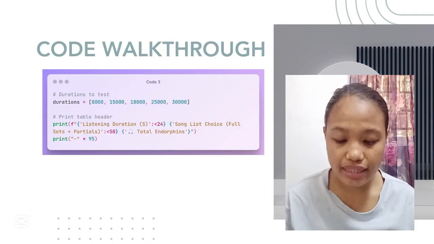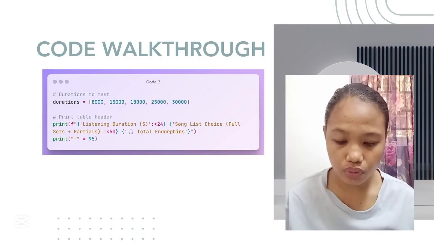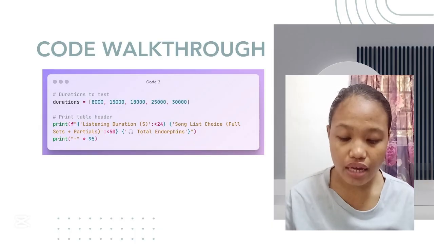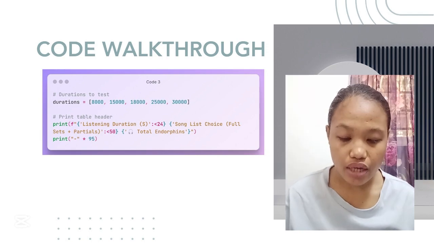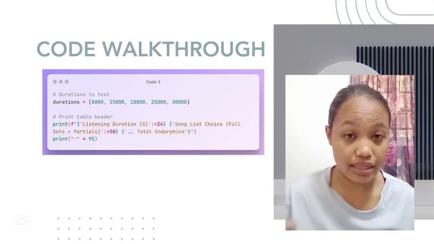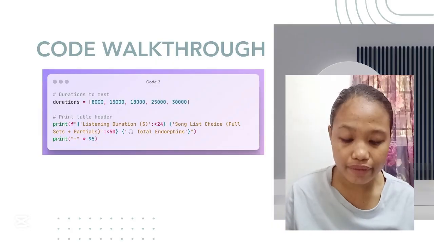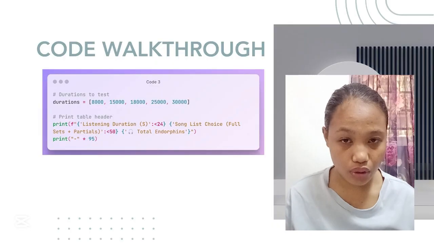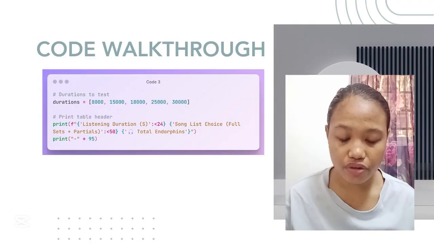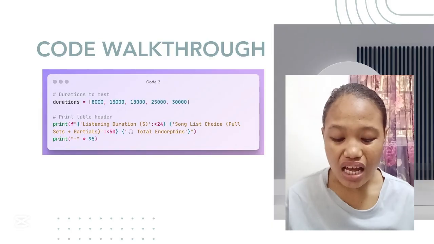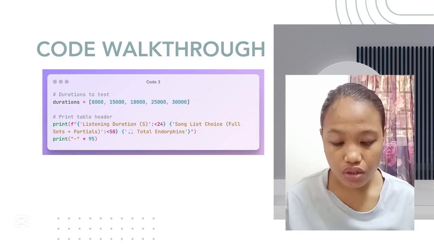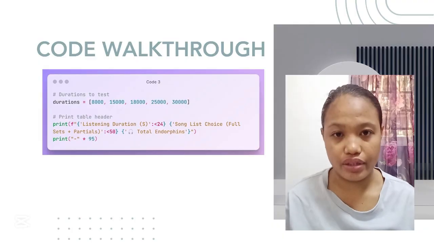For the initialization of the code, we have the duration definitions and header printing. Durations is an array of possible listening times, while header printing prints a formatted table header to outline the result for each duration. The header fields are listening duration, choice of songs, and total endorphins.